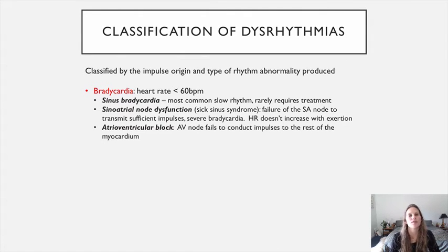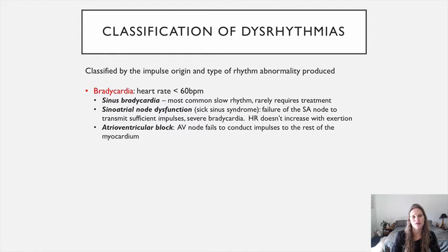Another is something called sinoatrial node dysfunction, or sometimes referred to as sick sinus syndrome. This isn't really common, but basically what's happening here is the SA node is failing to transmit impulses sufficiently. Remember, the SA node is the pacemaker, so the pacemaker is failing to function. And as we know, the pacemaker is called the pacemaker because it generally depolarizes the fastest. So if it's not able to do that, then the whole heart rate and rhythm can become abnormal. So essentially what happens with sinoatrial node dysfunction is we see a severe bradycardia, much less than 60 beats per minute. You might be in the 40 or less category.